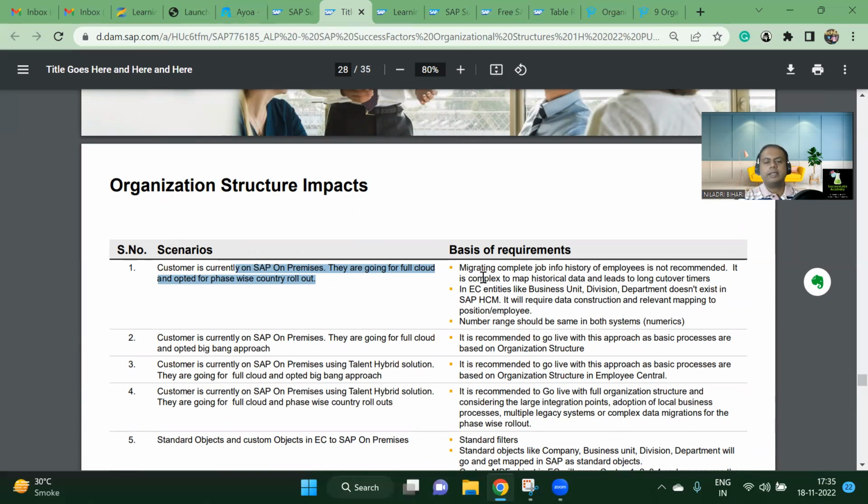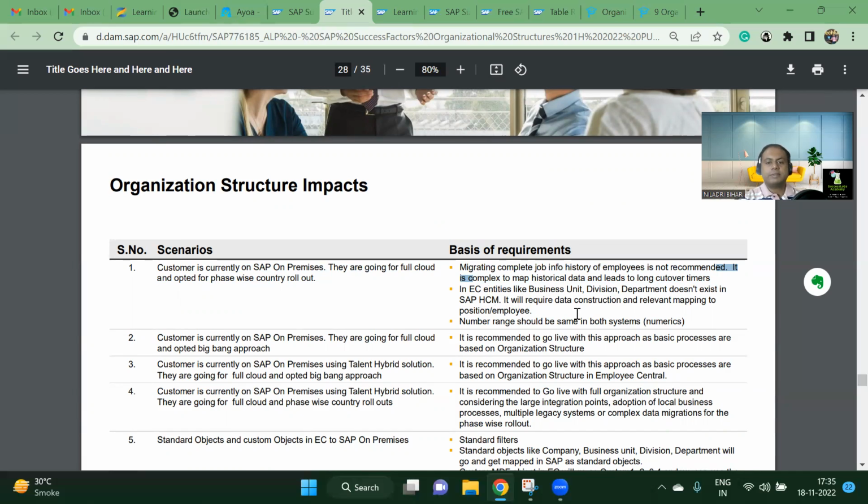Here they are saying SAP recommends that migrating the complete job info history is not recommended. It is complex to map historical data, definitely, and it has a long cutover time, definitely. So we don't have to say how many jobs they have changed, or what the job history is in the same company. We don't have to do all those details, right?